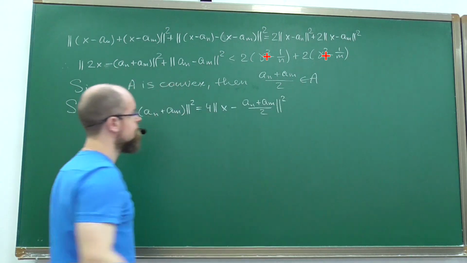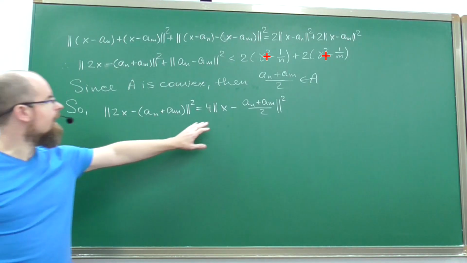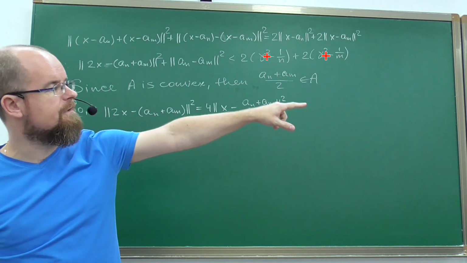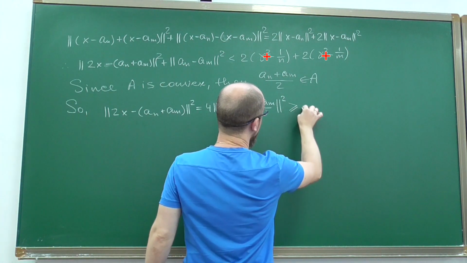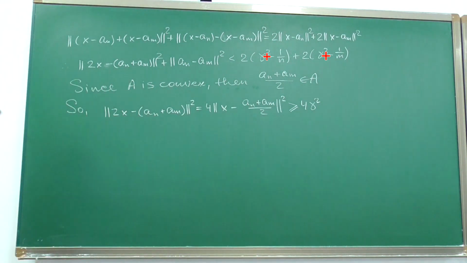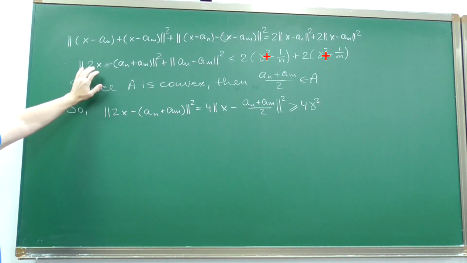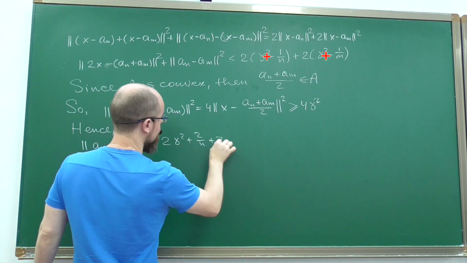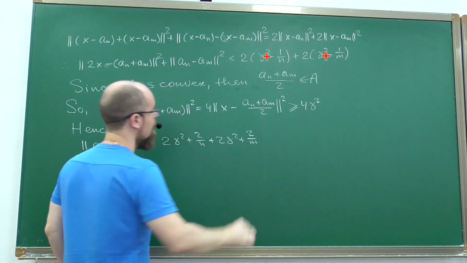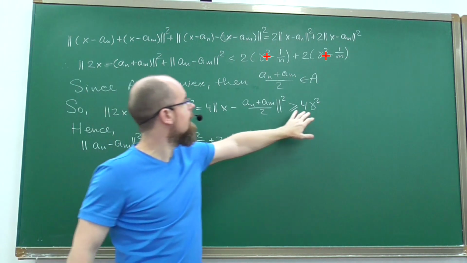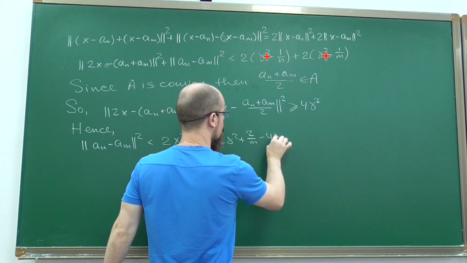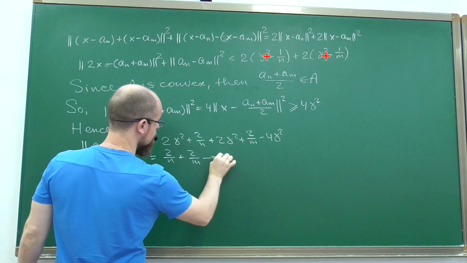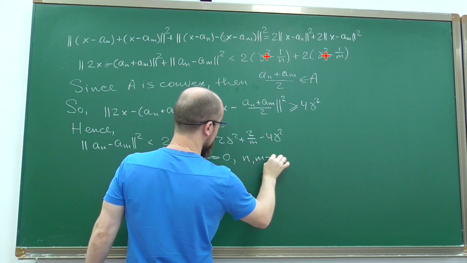And so what we have here is the norm of the difference of x and some point from A. By definition of the infimum, we can estimate it from below by 4 gamma squared. And now, having this estimate, I will bring this norm to the right hand side. Well, 2 gamma squared plus 2 on n, 2 gamma squared plus 2 on m. Now I will bring this norm to the left and estimate it by this one. So it will be minus 4 gamma squared, which is 2 on n plus 2 on m, which tends to 0 as n and m tend to infinity.